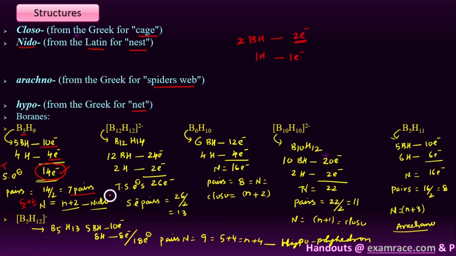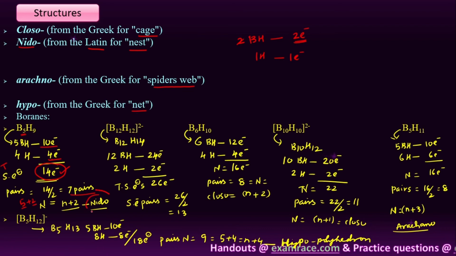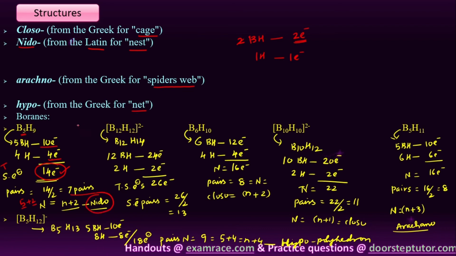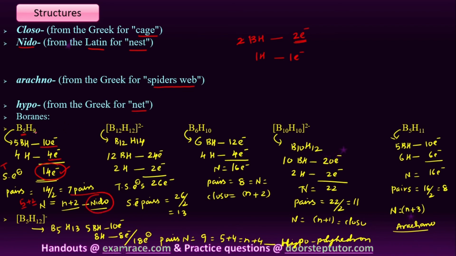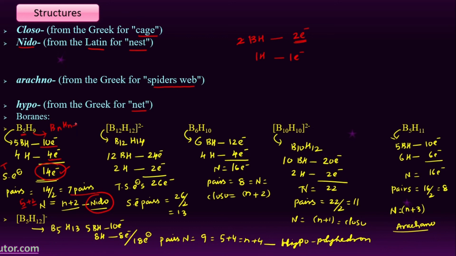So here you can see the structure is nido. The structure is nido, student, right? Similarly, student, there is a simpler way. This is a long process, so just remember what you can do. Just write it as BnHn plus 4. That's it. Here n is equal to 5, so B5, and it is Hn plus 4, right?